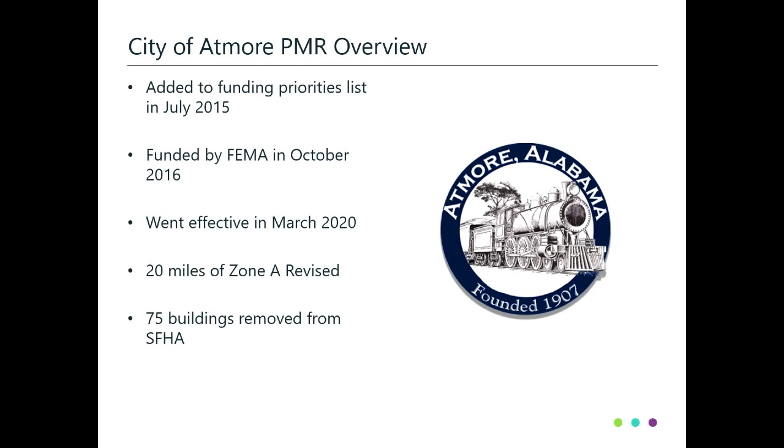At a macro scale level, the overview of the City of Atmore physical map revision is pretty straightforward. The project was added to the funding priorities list in July 2015 and funded by FEMA in October 2016. The project kicked off in April 2017, then it went preliminary in June 2018, then finally effective in March of this year. The study itself included just 5 FIRM panels being reissued and 20 miles of approximate streams being revised. This still led to 75 structures being removed from the special flood hazard areas.